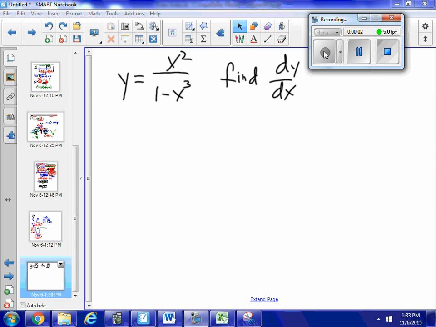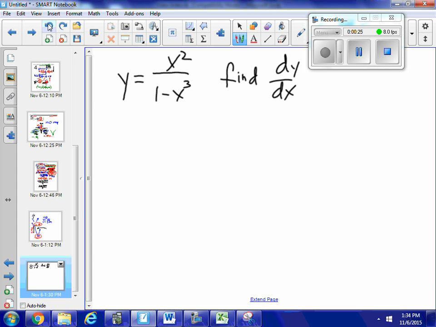In this problem, I'm supposed to find the derivative of this function right here. So they're saying find dy over dx. It's just a different way of writing find the derivative. So in this case, I have a quotient, and I'm going to have to use the quotient property. Let's just write what that quotient property is.